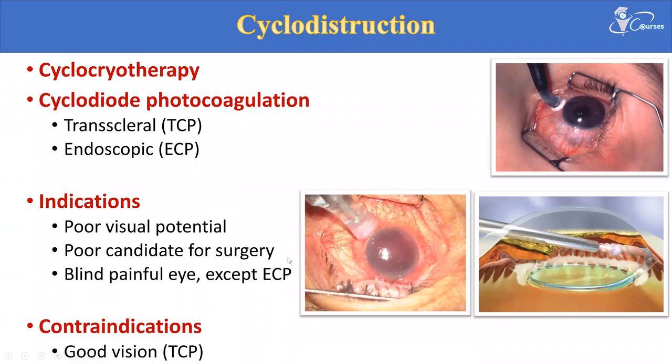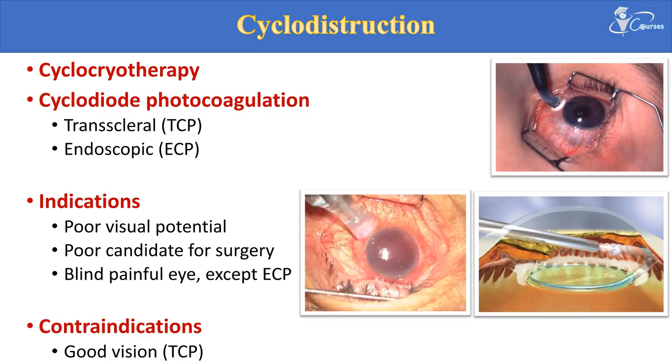Indications are mainly for patients with poor visual potential, like patients with neovascular glaucoma, or poor candidates for surgery, like a patient who is refusing surgery or where the surgery will not be very successful, and the blind, painful eye, except the endoscopic. Endoscopic can still be done for good visual prognosis, and many glaucoma specialists right now use even the external or transscleral cyclophotocoagulation for cases with good visual potential.